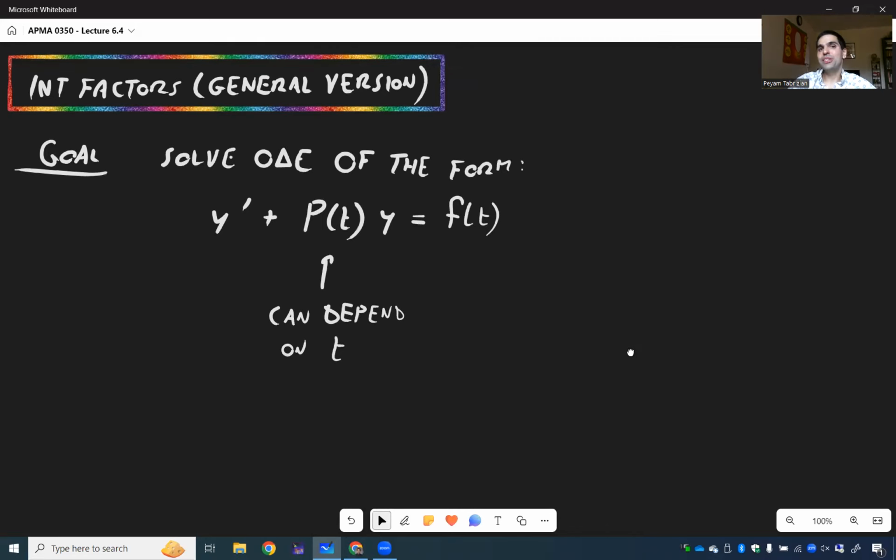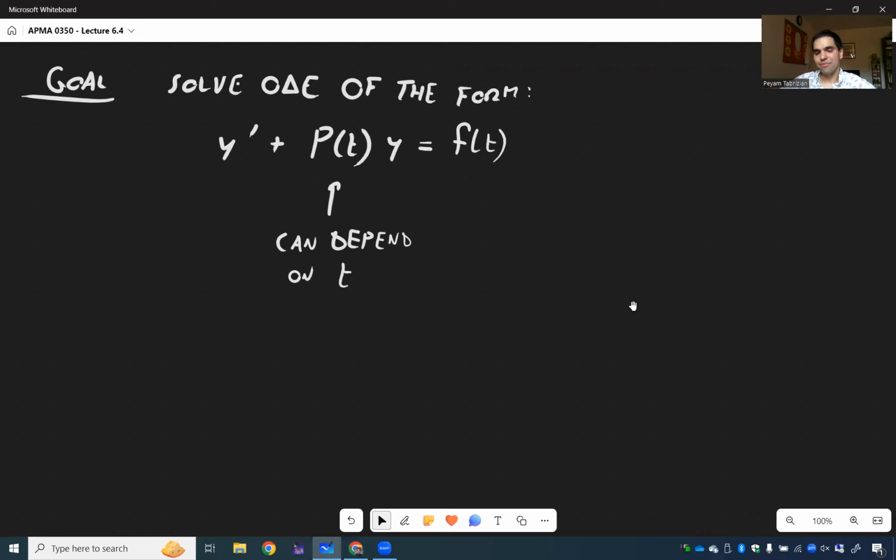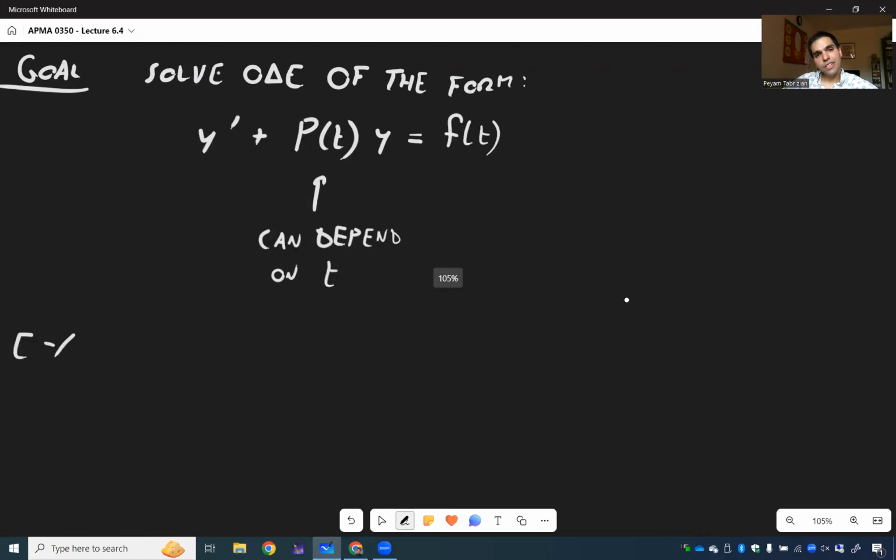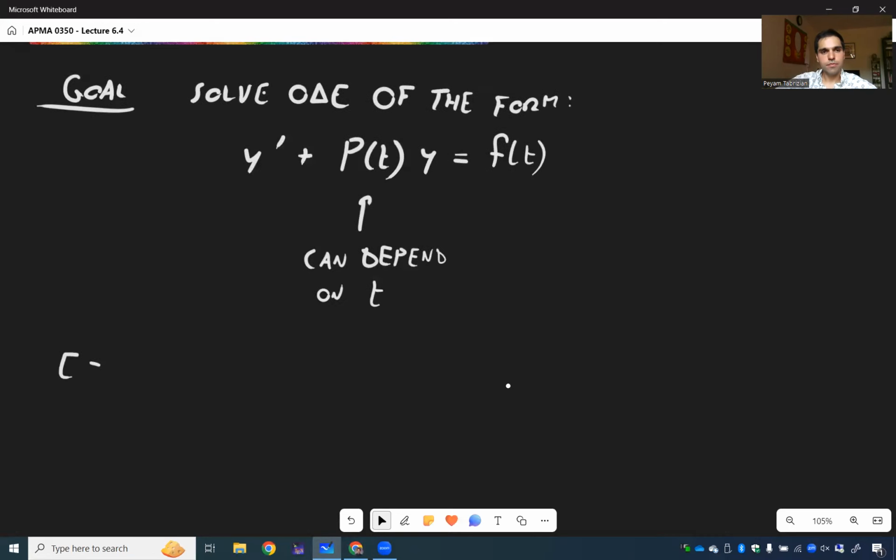And of course, I chose p of t because of Peyam Tabrizian. In particular, let's try to solve the following ODE. Example: y prime plus 3t squared y equals 6t squared.